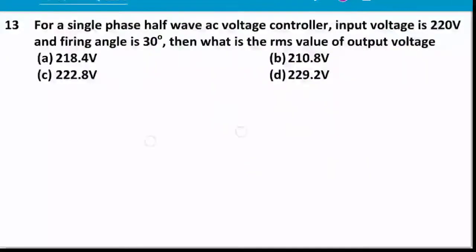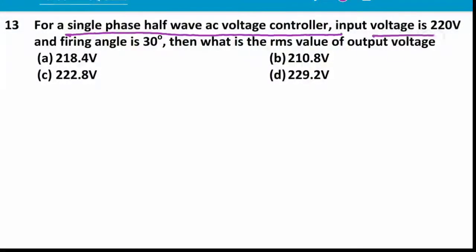Next question, question number 13. For a single phase half wave AC voltage controller, the input voltage is 220 volt. The firing angle is 30 degree. Then what is the RMS value of the output voltage? So here it is given that this is a single phase half wave AC voltage controller.